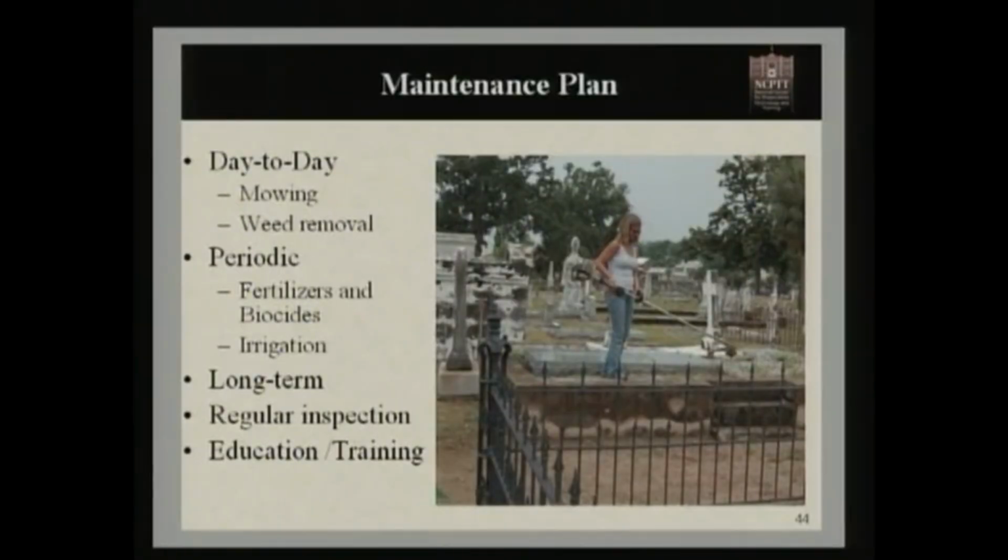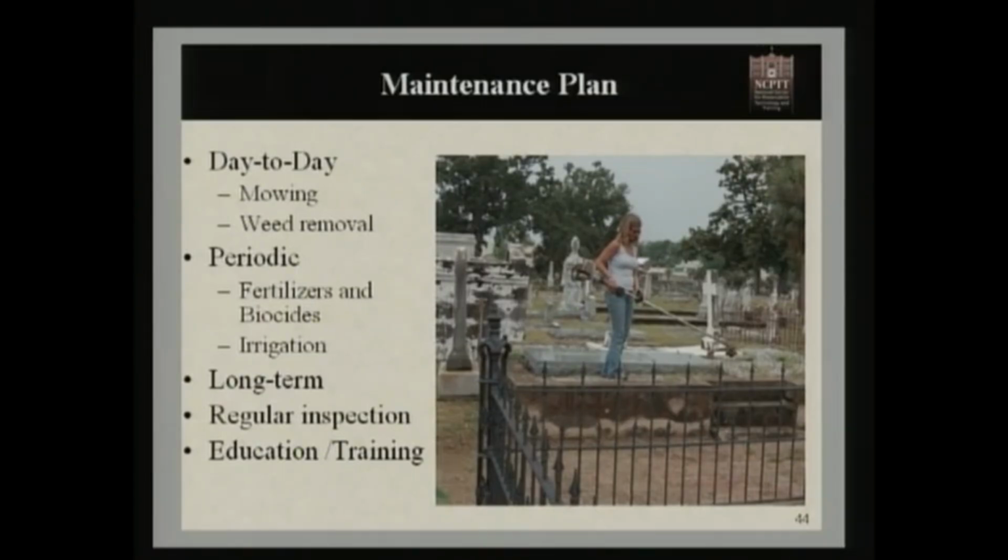The third aspect of your overall master plan is your maintenance plan. Your maintenance plan is going to have written protocols for your day-to-day events, such as mowing and weed removal. You're going to want to make sure that all of the people that work in the cemetery are familiar with your maintenance plan. It may include periodic treatment of fertilizers for grass or biocides to remove growth on stone.